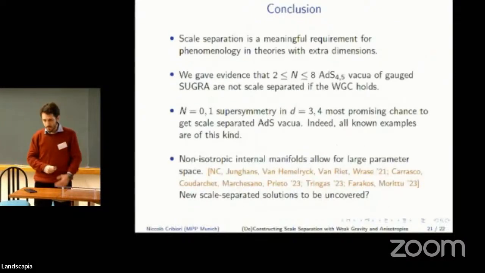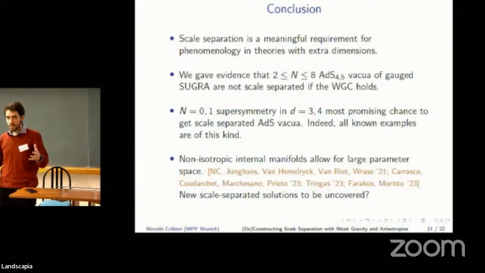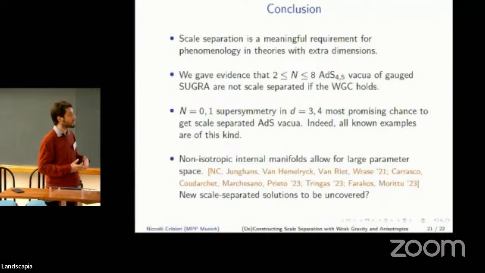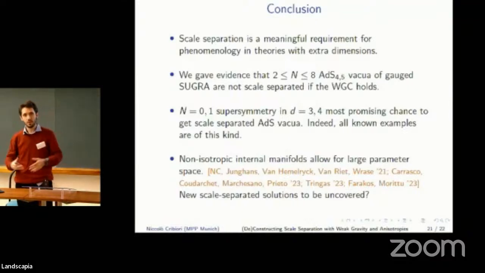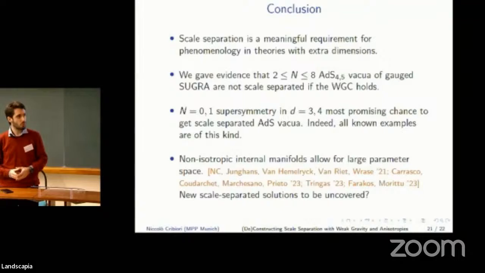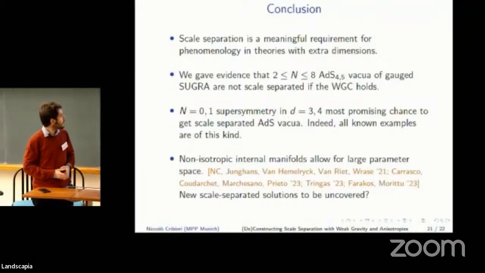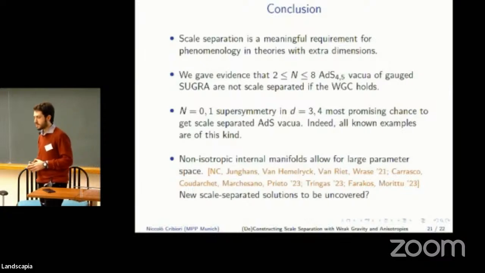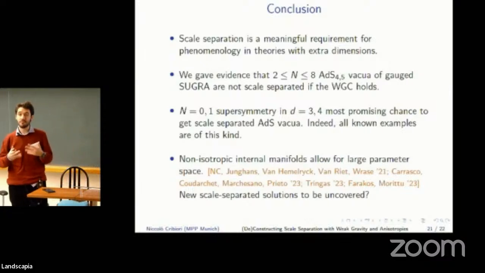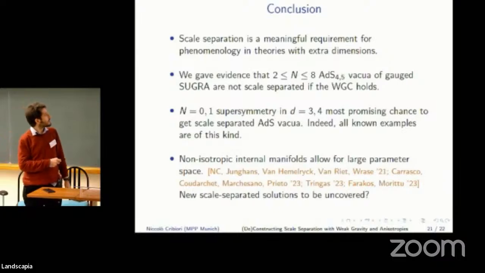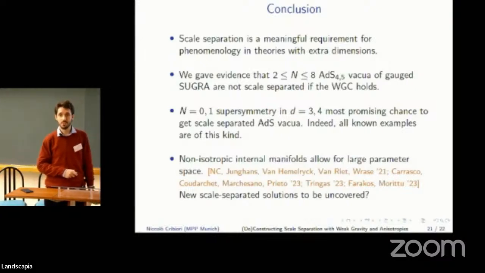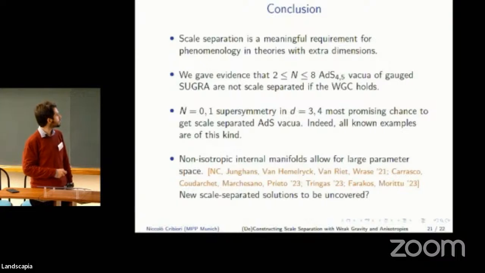Let me conclude. Scale separation, I think, is a meaningful property to demand for string compactification or for string phenomenology. It's not the only way to go, but it's a meaningful assumption. And we gave evidence, purely from supergravity, that scale-separated vacua, if they exist, are probably in a region with few supercharges, or something is going on with the weak gravity conjecture that we still have to understand in anti-de Sitter space.